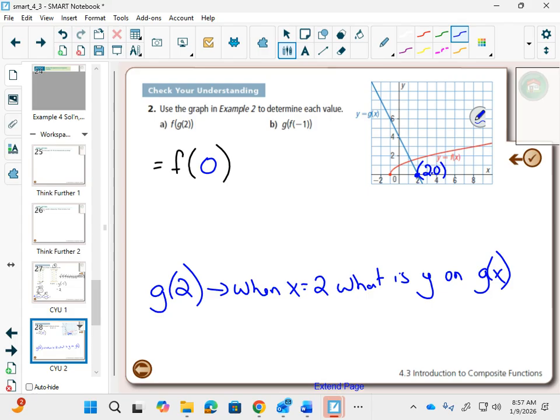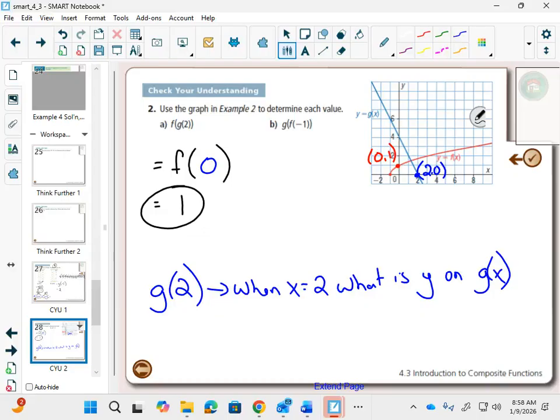Then I have f of 0. And now f of 0 is saying on your red graph, on f of x, if x is 0, do I have that point? Sure enough, here it is, (0, 1). So f of 0 is going to equal 1. And so f of g of 2 is going to equal 1.